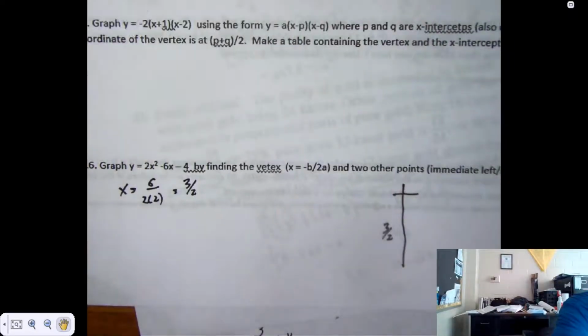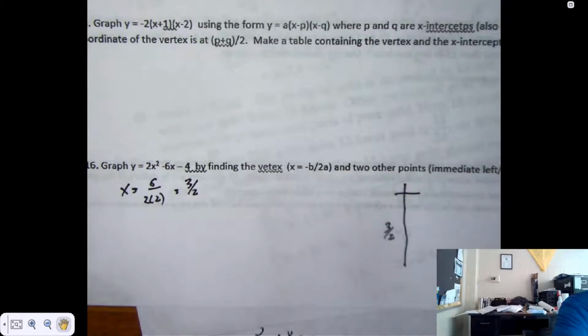The vertex is kind of a middle point. That's what a vertex is. And I've been teaching you to move 1 unit left and 1 unit right. If you take away 1 from 3/2, what do you have? 1/2.